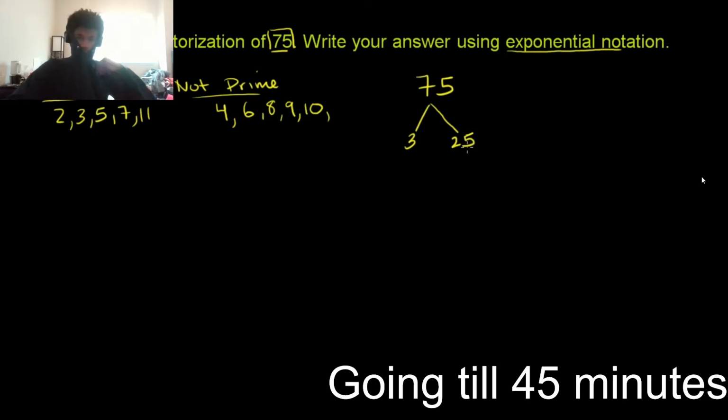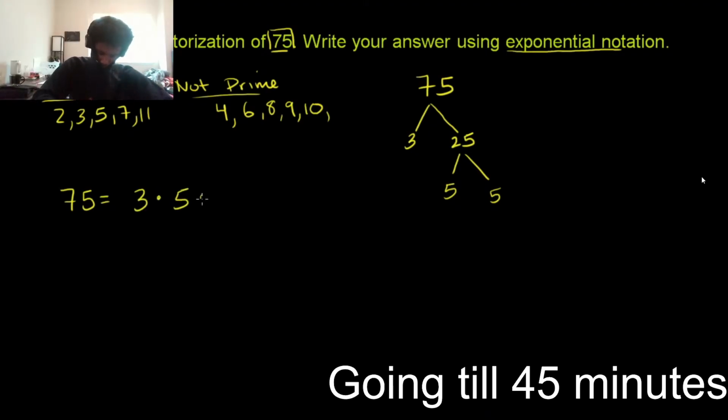5. Is 25 divisible by 5? Well, sure. It's 5 times 5. So 25 is 5 times 5. And we're done with our prime factorization because now we have all prime numbers here. So we can write that 75 is 3 times 5 times 5. We can say it's 3 times 25, and 25 is 5 times 5.